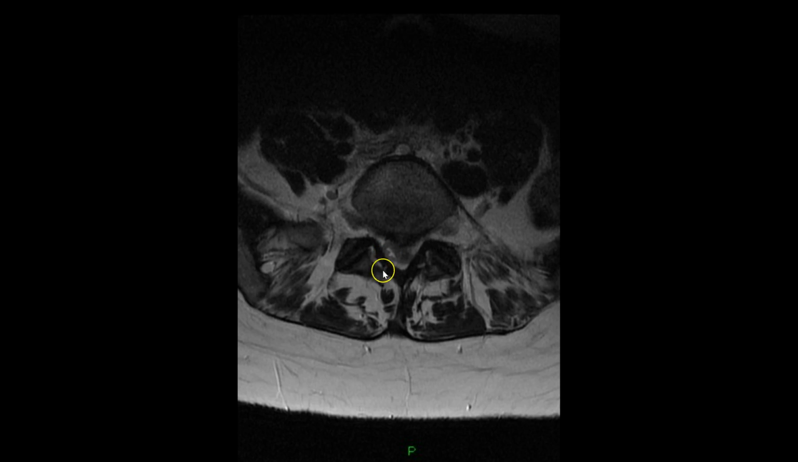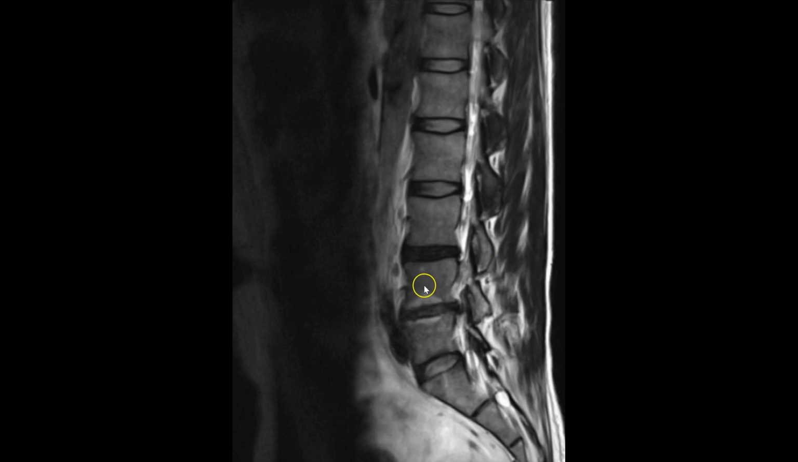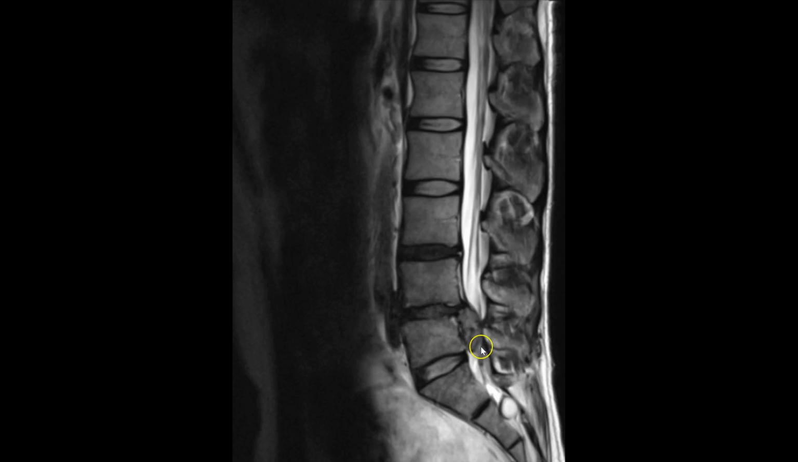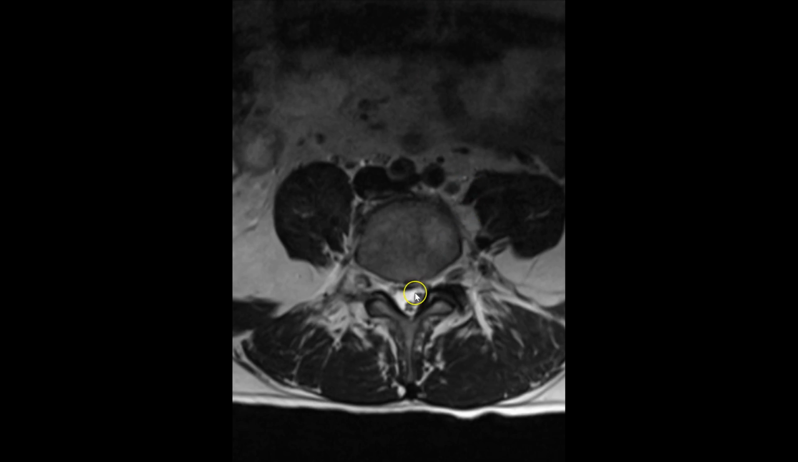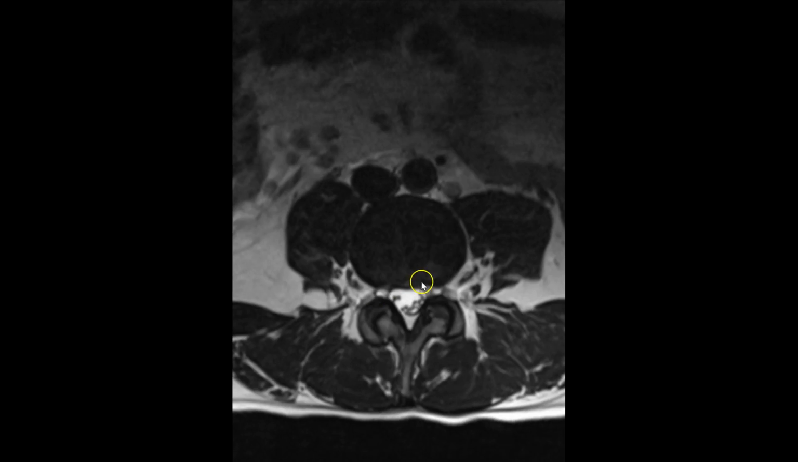High grade compression. Here's a case of disc extrusion from Radiopedia. Here's L4, here's L5, and here's S1 for reference. We'll scroll through the sagittal images. This is an incidental perineural cyst or a Tarlov cyst. And as you scroll through, you can appreciate there's a large compressive mass. This could easily be mistaken for a tumor in the extradural space, but this is just a large extruded disc fragment.